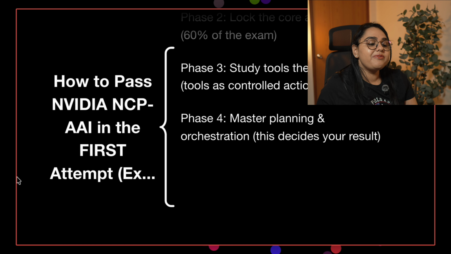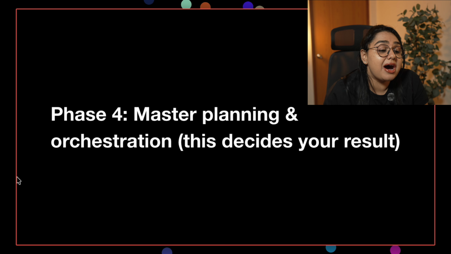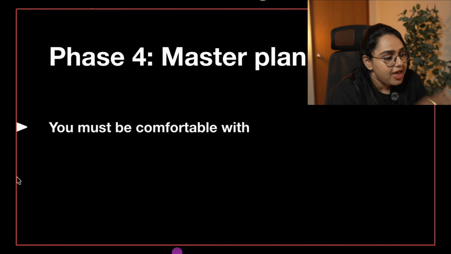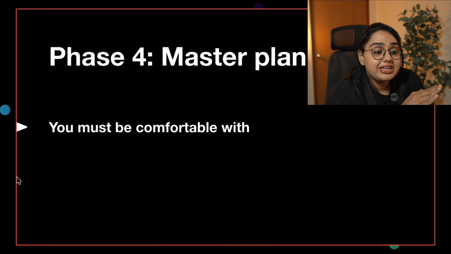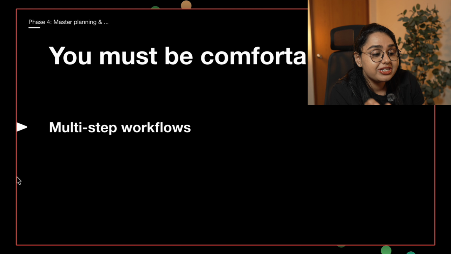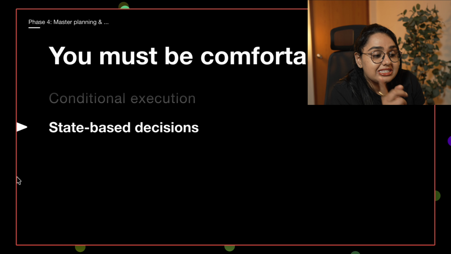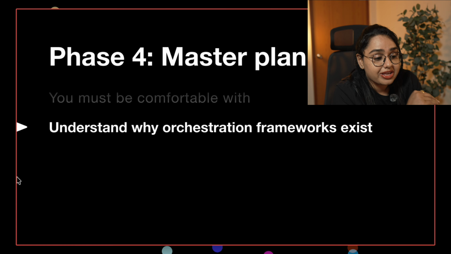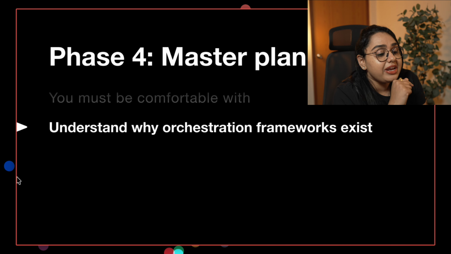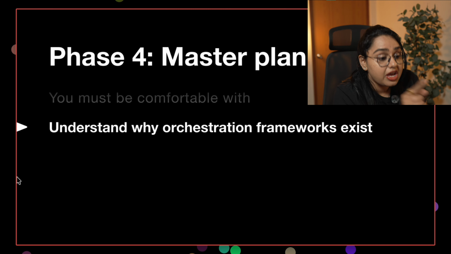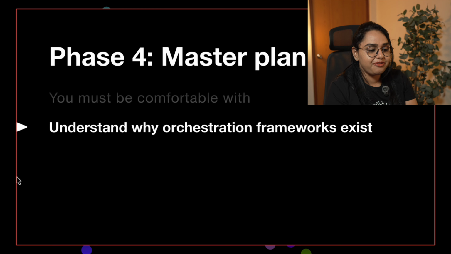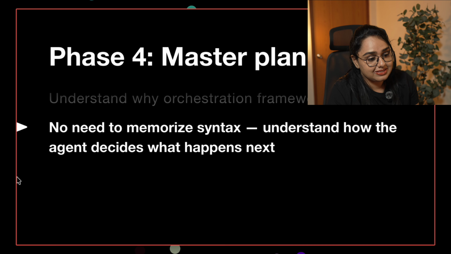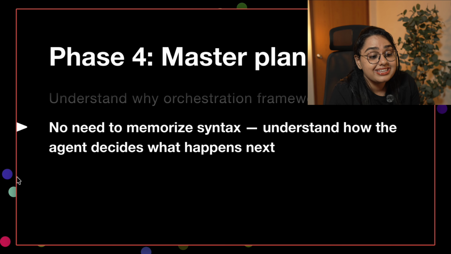Fine? Moving ahead, that is phase 4, that is master planning and orchestration. This phase decides your result. You must be comfortable with multi-step workflows, conditional execution, state-based decisions, as well as stop conditions. This is why orchestration frameworks exist. You don't need to memorize the syntax, but you must understand how agents decide what happens next. If planning feels natural, the exam feels easy. Yes, the exam feels easy here.